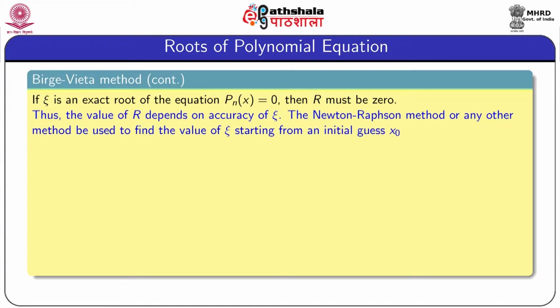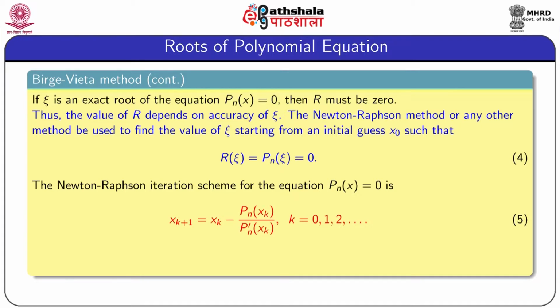The Newton-Raphson method or any other method may be used to find the value of xi starting from an initial guess x0, such that R(xi), the value of the remainder R at xi, equals P_n(xi) equals 0. The Newton-Raphson iteration scheme for the equation P_n(x) = 0 is x_(k+1) = x_k minus P_n(x_k) divided by the derivative of P_n at x_k, for all k = 0, 1, 2 and so on. So, this is the iteration scheme to find a root of the polynomial equation P_n(x) = 0.